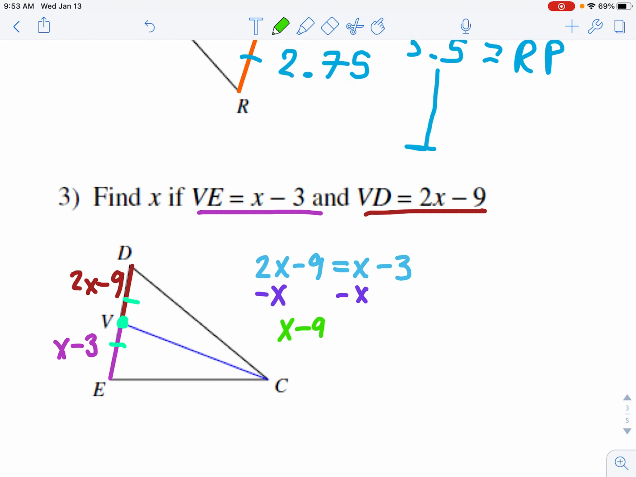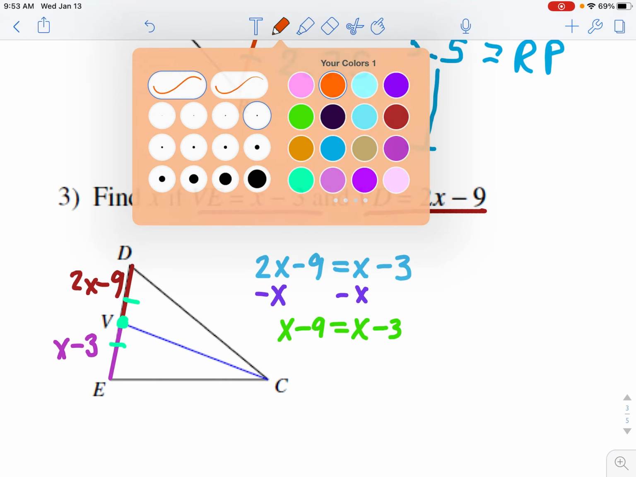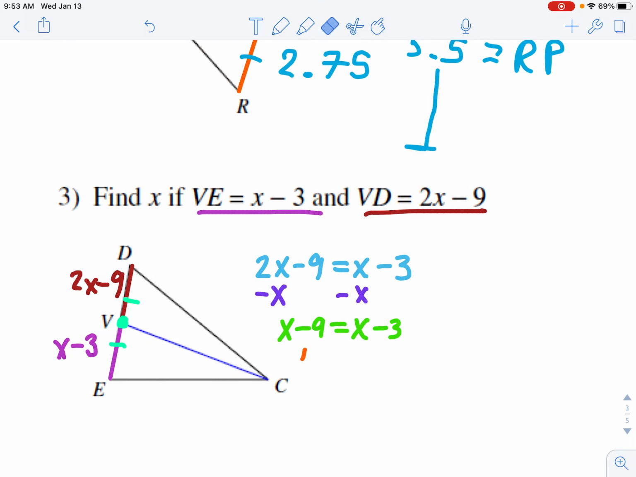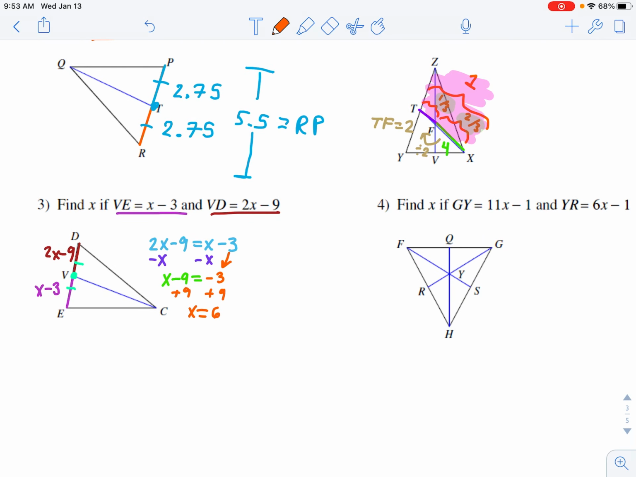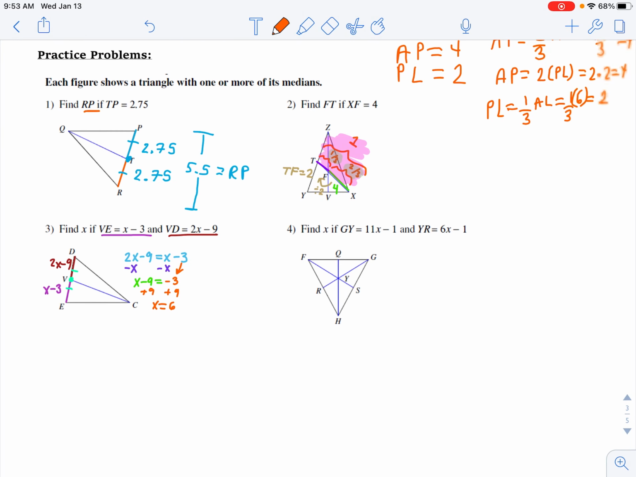You're going to get 2x minus 9 equals x minus 3. Oh, time out. Just regular minus 3, almost brain fart. All right, plus 9 to both sides. X equals 6. And that's it. That's the answer. All right. Midpoint, both halves equal each other. So set them equal to each other, solve for x, and that's it.